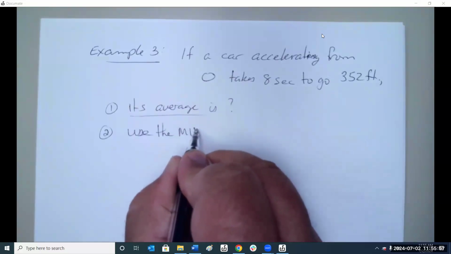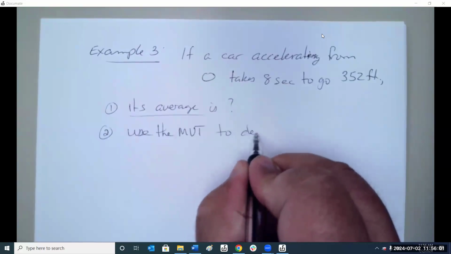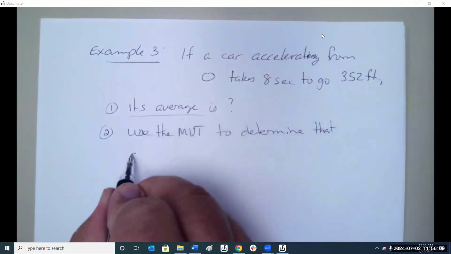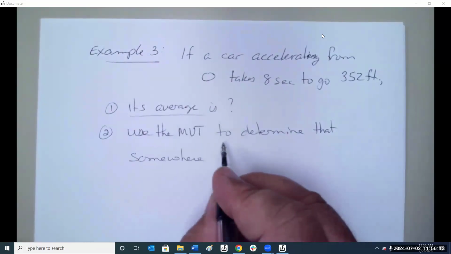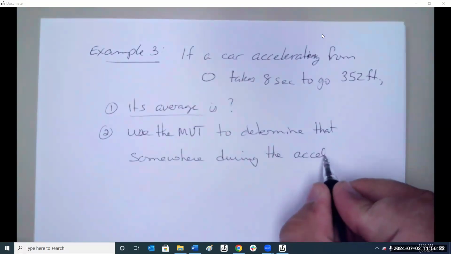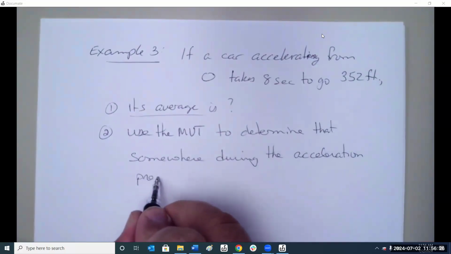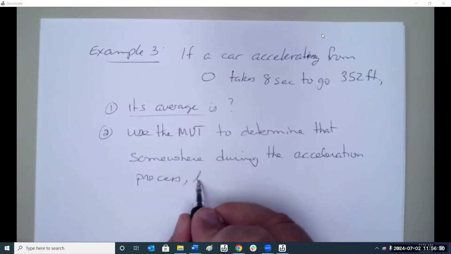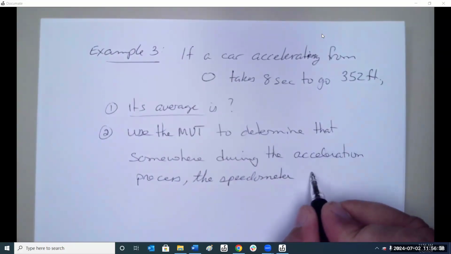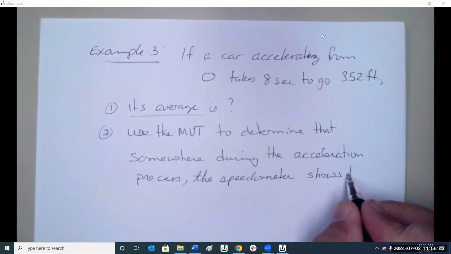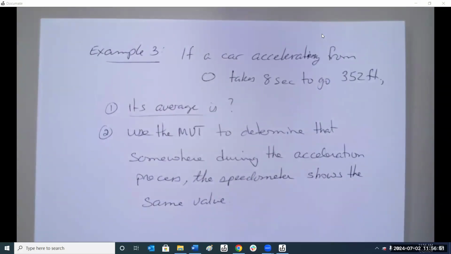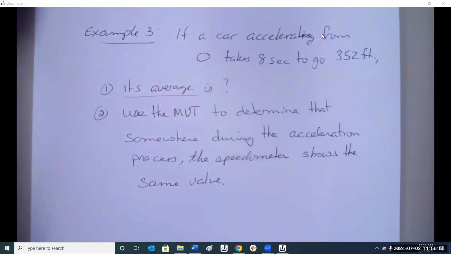use the mean value theorem to determine that somewhere during the acceleration process, the speedometer shows the same value.